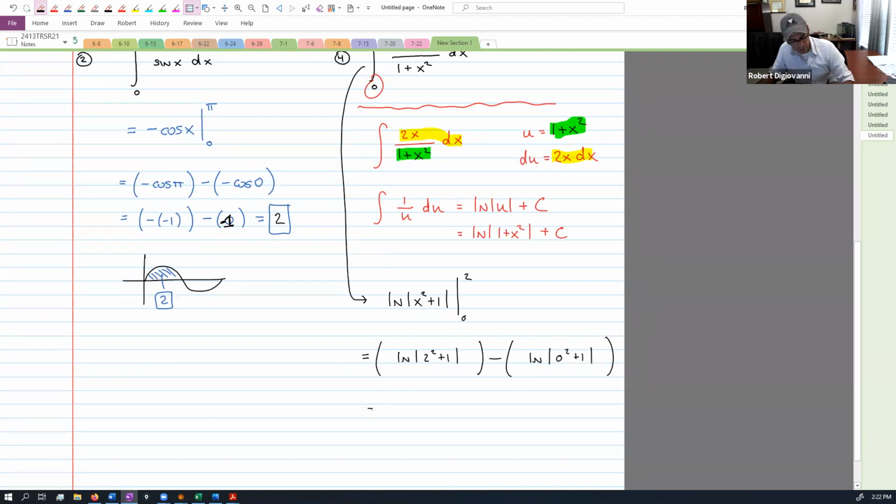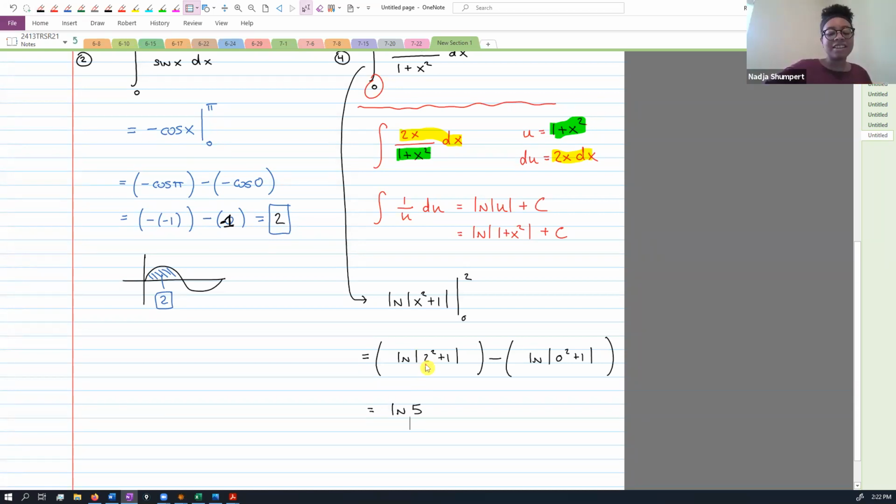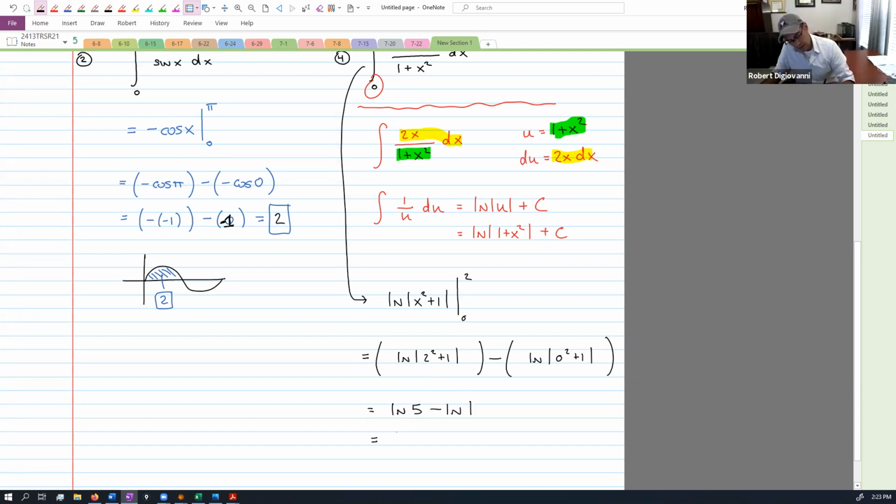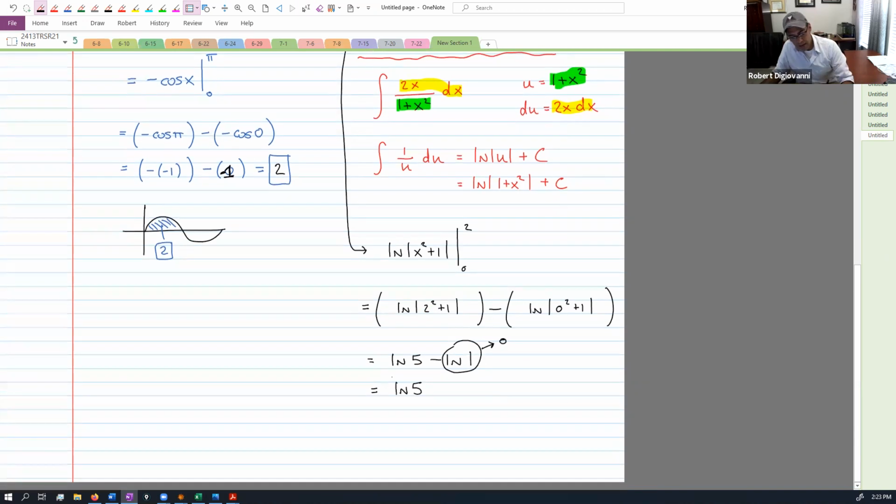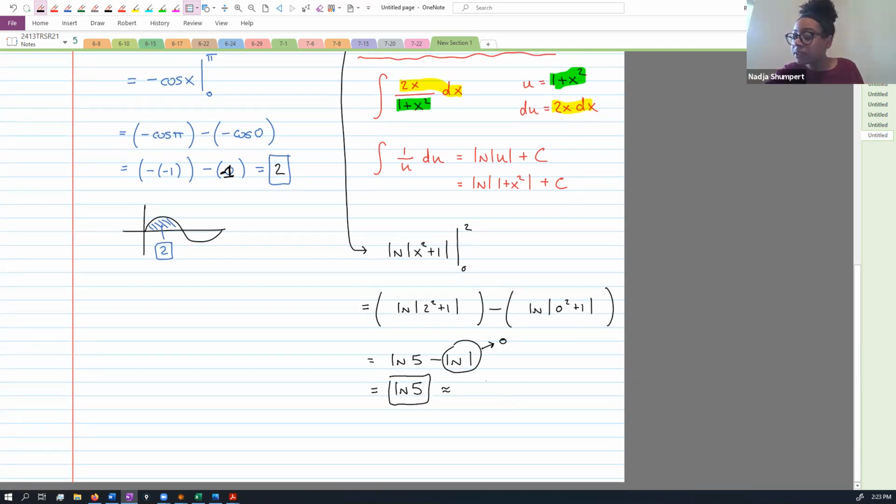So Naja, what did you get when you did this? I got 1.609. Okay, so just natural log of 5? Yes, sorry. No, it's okay. Natural log of 5 minus natural log of 1. Okay, yes, good. And the natural log of 1, everyone, that is 0. So our exact answer is natural log of 5, but the decimal, Naja, you said was what? 1.609. Okay.